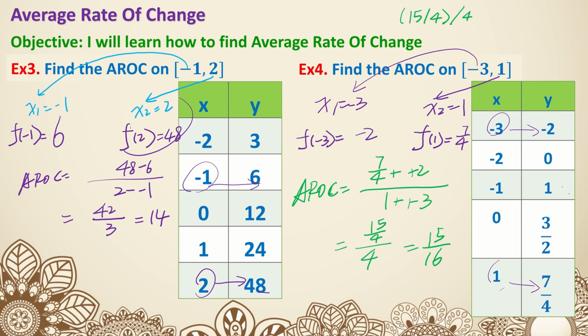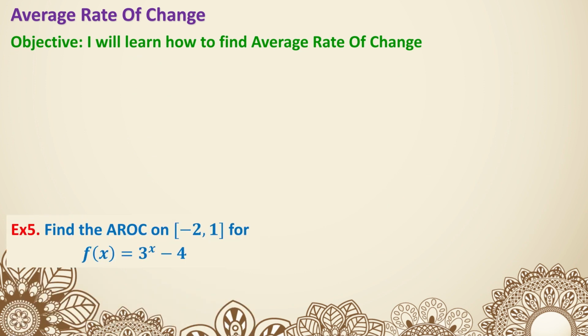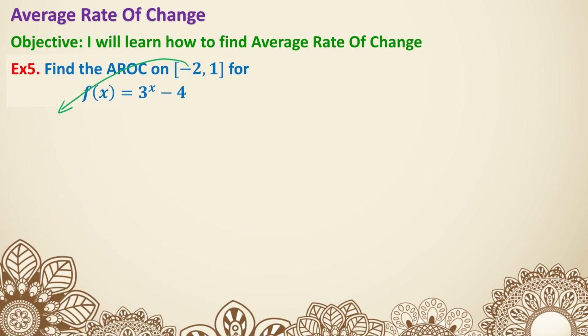Moving on, for the first 4 examples, you're just identifying the function values. Now, we're going to need to calculate the function values. So example 5. The same idea, x1 is given as negative 2, x2 is given as 1. And you need to calculate f of negative 2 and f of 1 based on the functions.